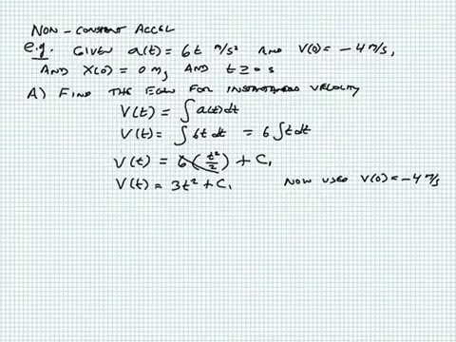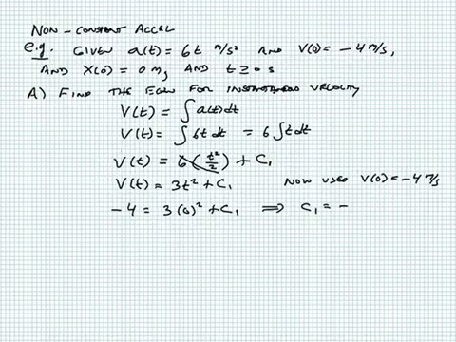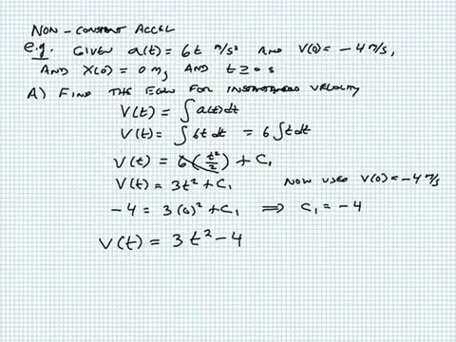So I'm going to put this known point into my general equation. I know that the velocity is minus 4 when the time is 0. And therefore my c1, my constant of integration, is minus 4. So now my general equation becomes my particular solution. The velocity as a function of time is equal to 3t squared minus 4, and that's going to have units of meters per second.